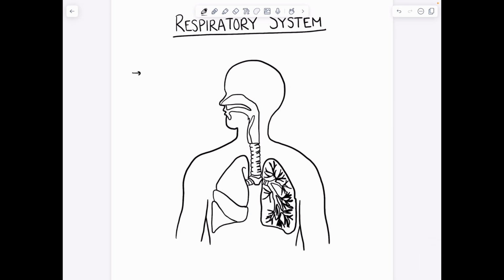We talked about our intercostals. We had our external intercostals. We had our internal intercostals. And we're going to add one more, which is the diaphragm.